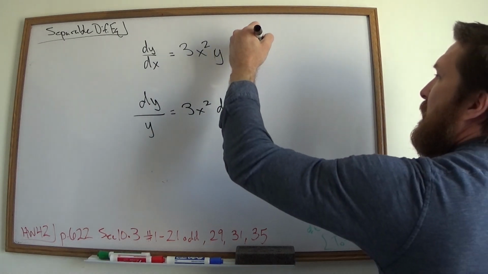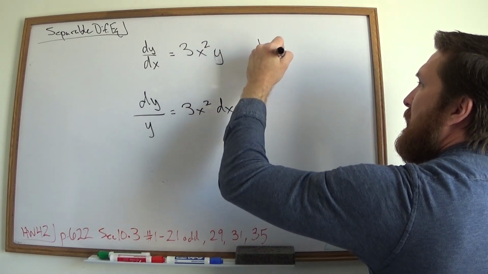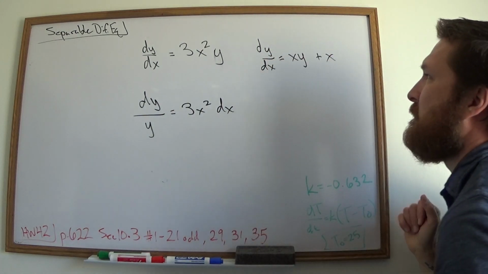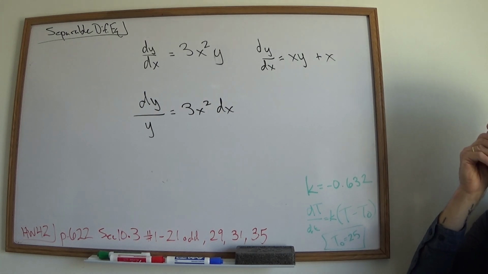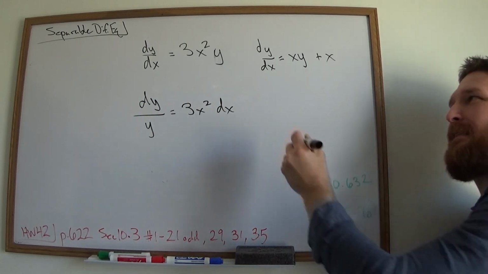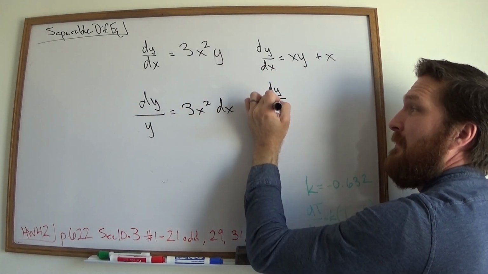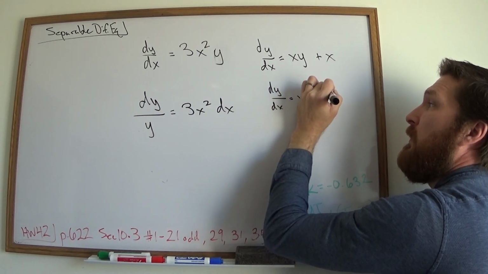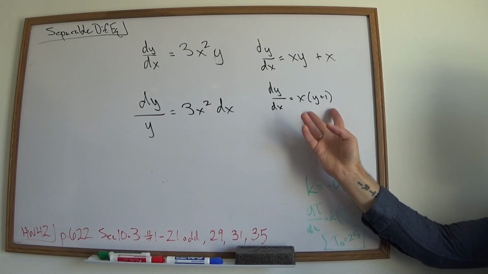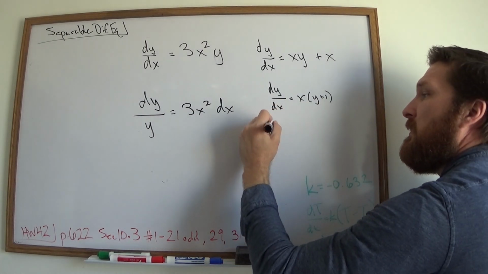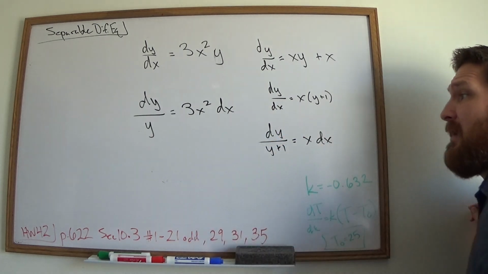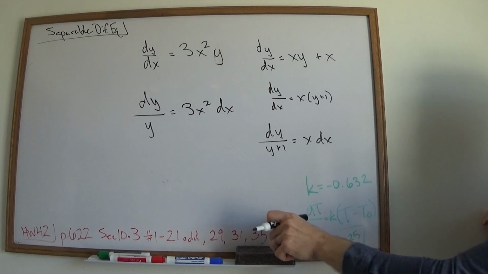Okay? How about this? dy/dx equals xy plus x. Yeah. No. Well, you can't go. Let's see. Hold up. Maybe. I'm not sure. x times y plus 1. It looks like it is, actually. Oh, yeah. Okay, so dy over y plus 1 equals x dx. Easy! Let me just integrate both sides. Nice. That's not bad.